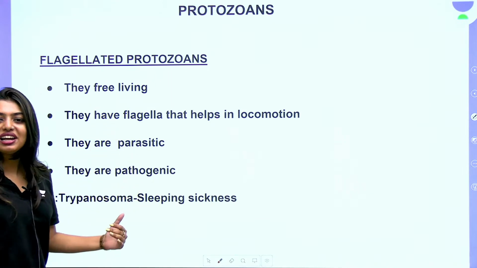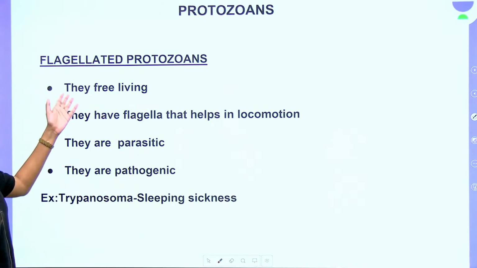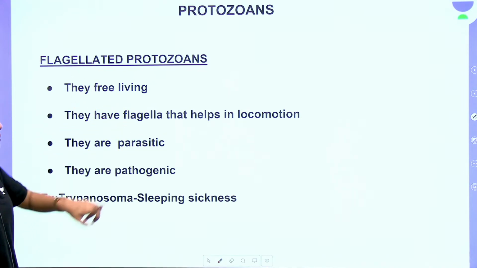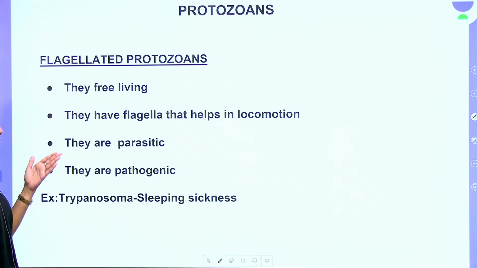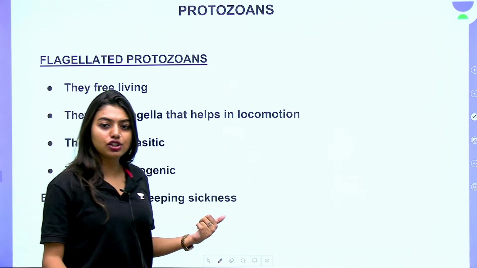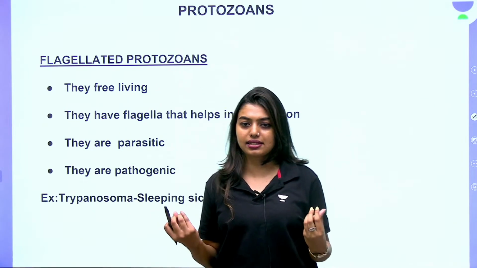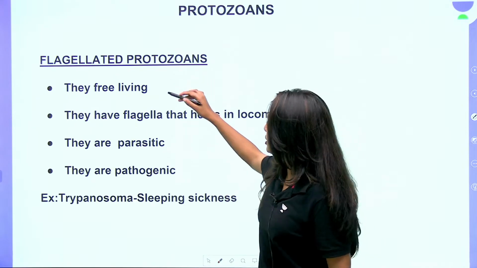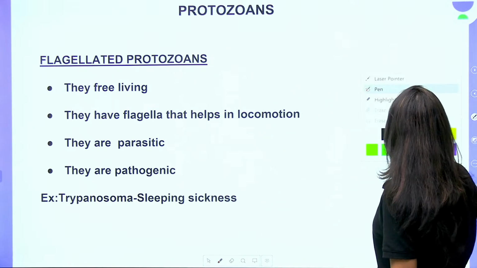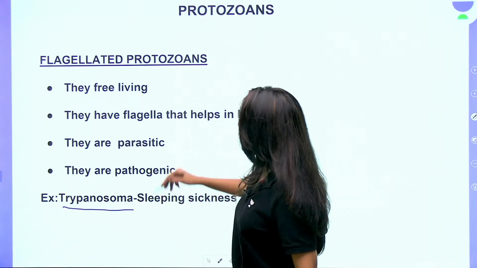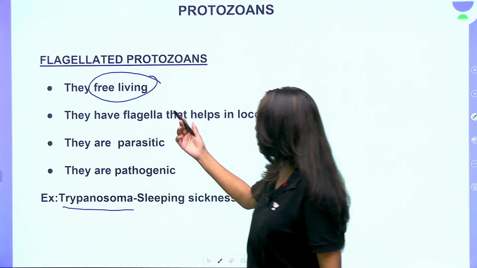After that you have one more. Flagellated protozoans: they are free living, they have flagella that help in locomotion, and they are parasitic and pathogenic. Trypanosoma is given in yours, that is sleeping sickness. Here there is nothing much to study, students. Here you only have to know the example, and that they are free living and have flagella.